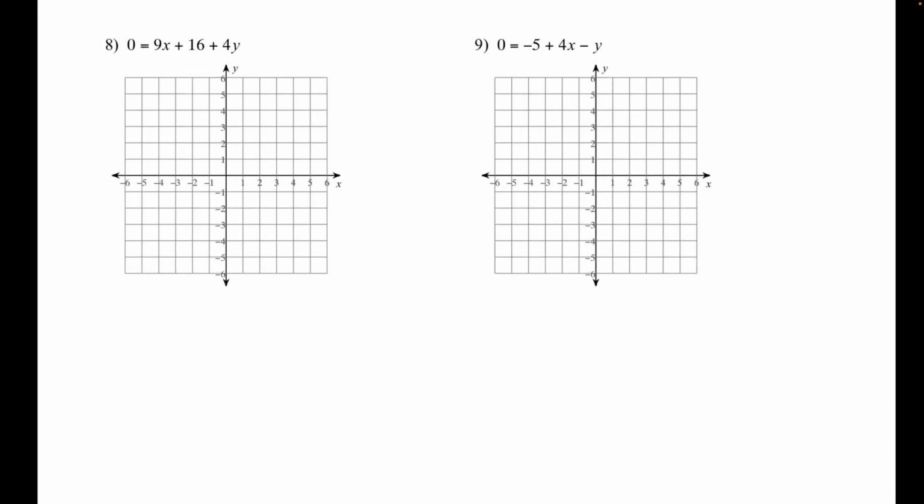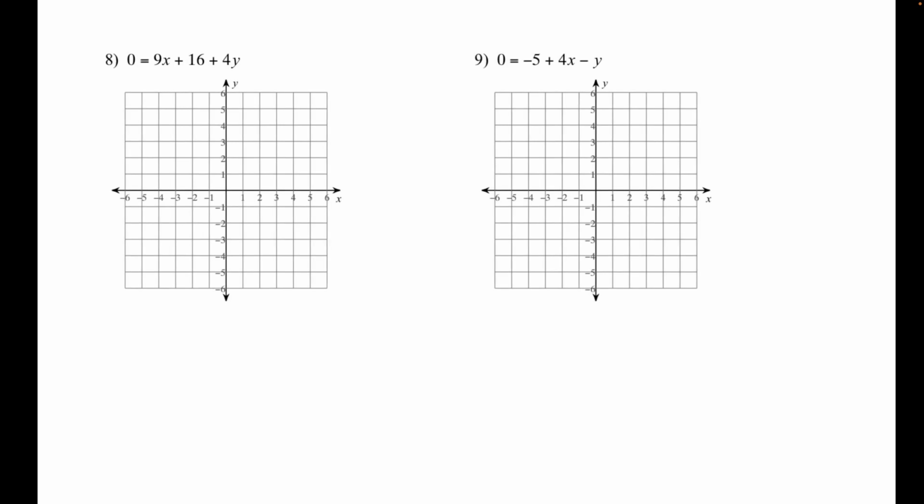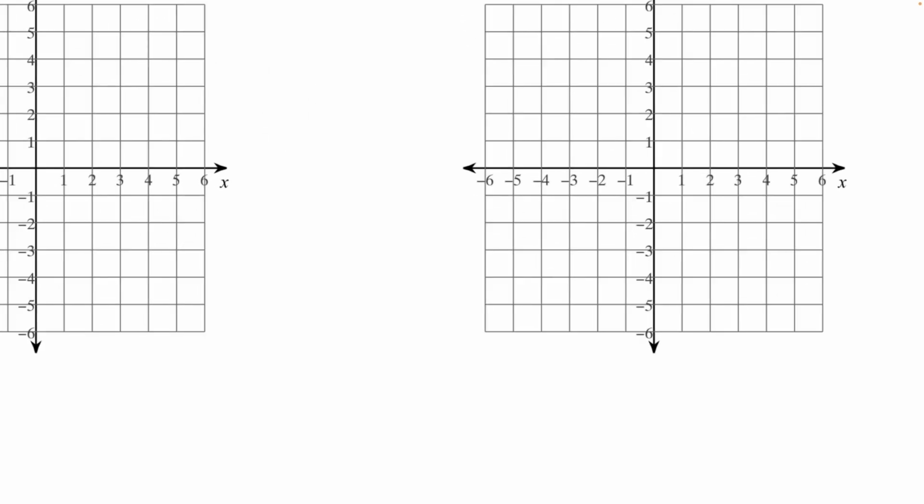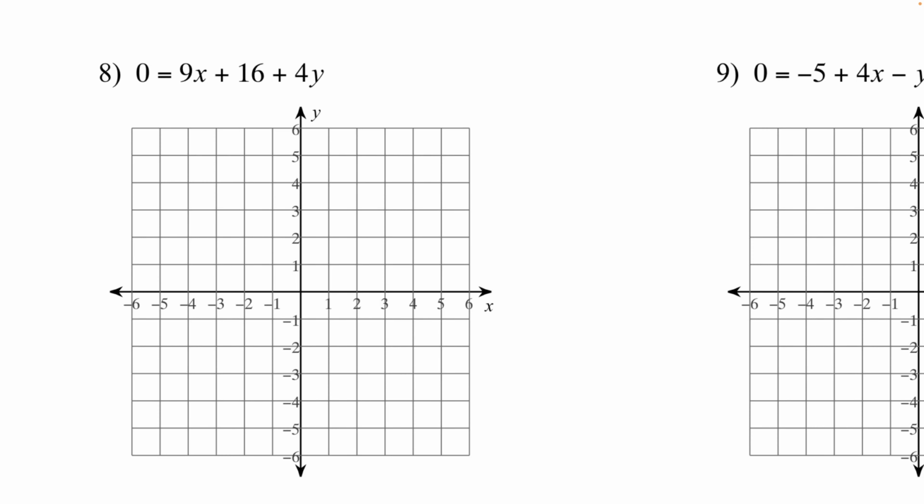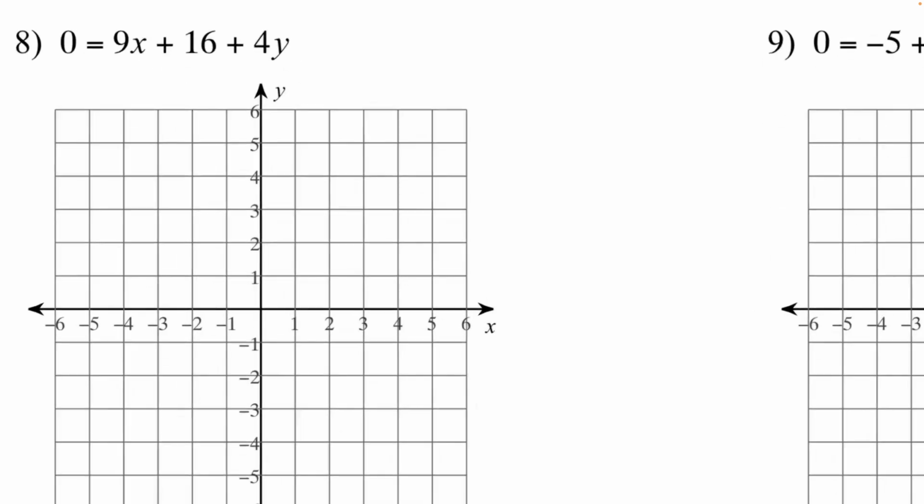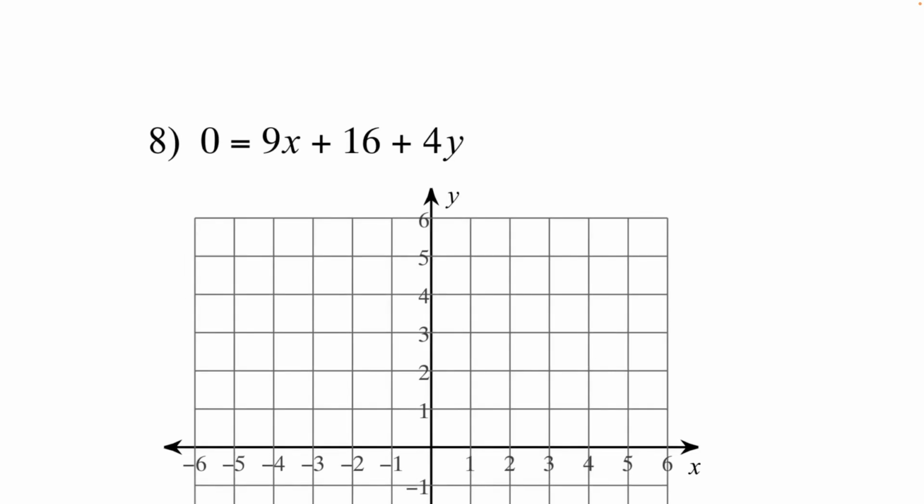Number 8, what I believe to be the hardest question on our quiz. We need to rearrange these into slope-intercept form and then graph it. Here we go. Again, the strategy, I'm trying to get this y by itself. I need to get rid of that 4. I need to get rid of that 16. I need to get rid of that 9x. All of that's going to be moved to the other side. Let's get rid of that 9x first.